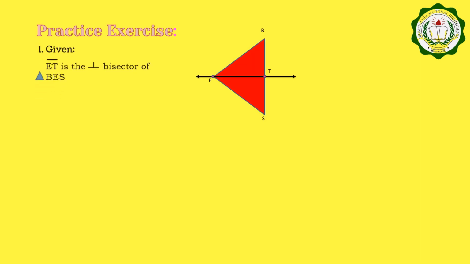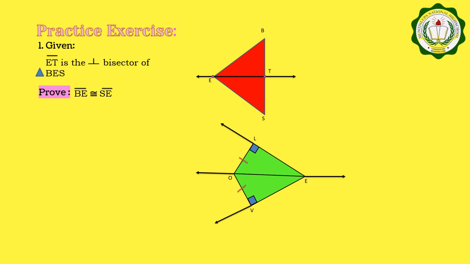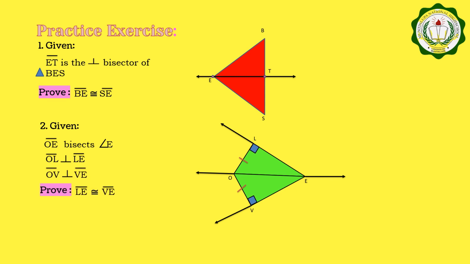For our practice exercise, given this figure, segment ED is the perpendicular bisector of segment BS in triangle BES. You are asked to prove segment BE congruent to segment SE. And for the second figure, given segment OE bisects angle E, segment OL perpendicular to segment LE, segment OV perpendicular to segment VE, you are asked to prove segment LE congruent to segment VE.